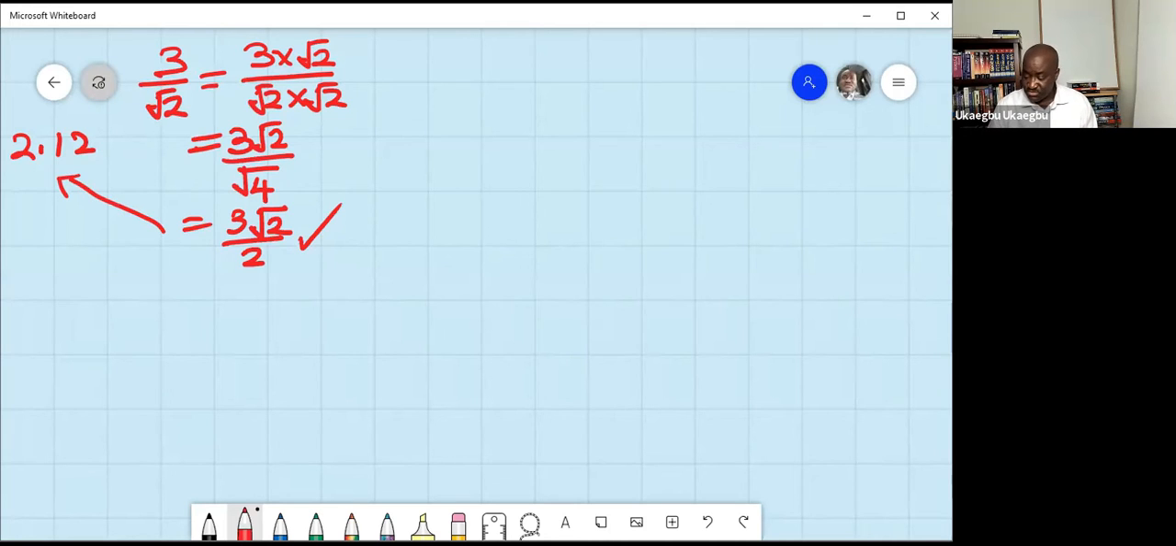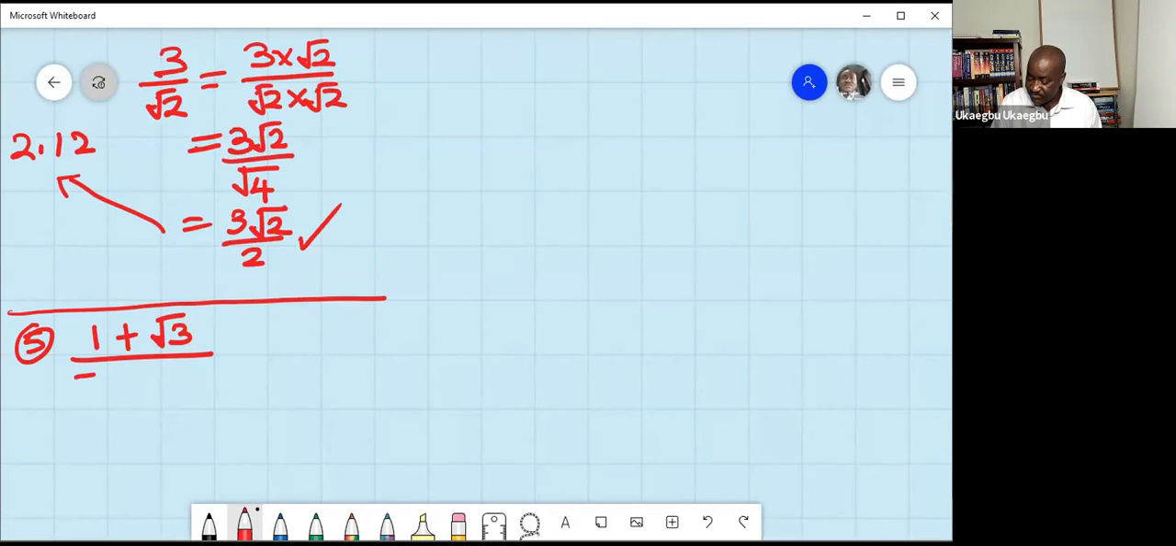Now let's go to, that was example number 4, right? Let's go to example number 5, still on radical expression. Let's do something like 1 plus square root of 3 divided by 5 minus square root of 2. Have you seen this before? This type of number? Yes.